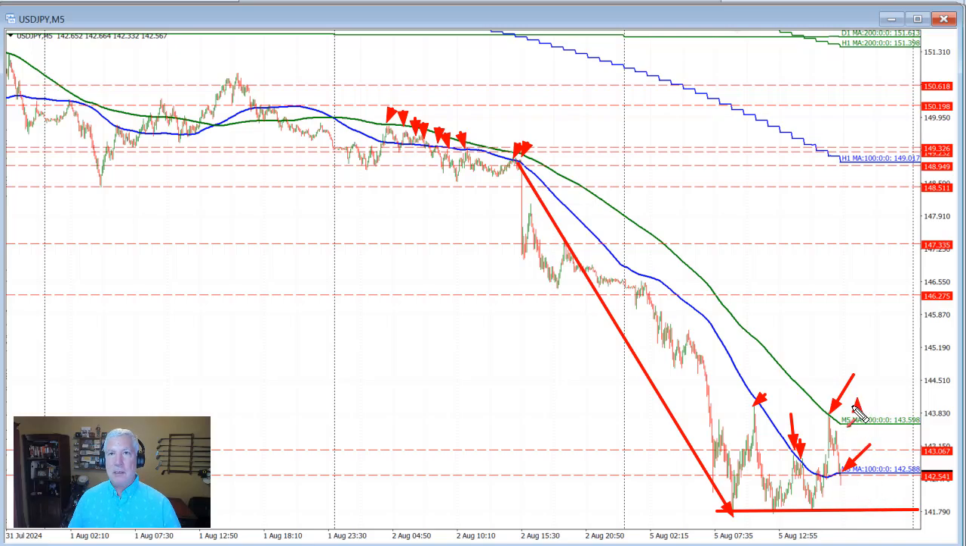The same risk applies. A move back above the 100 and 200 bar moving average would increase the bullish bias, give the buyers some hope. Until that is done, the buyers are not winning. The sellers are still in control.